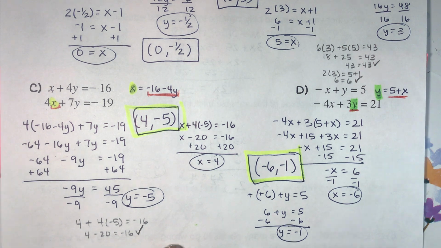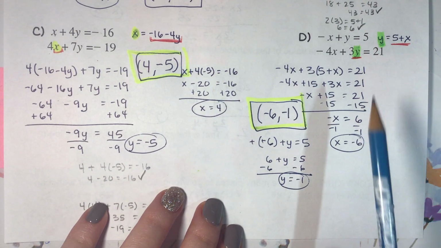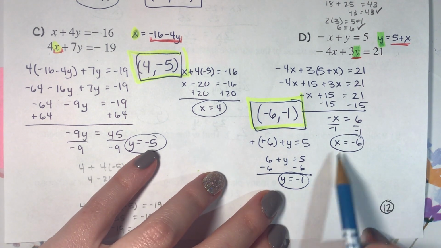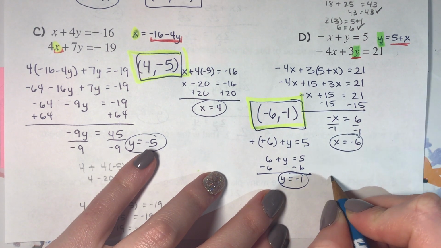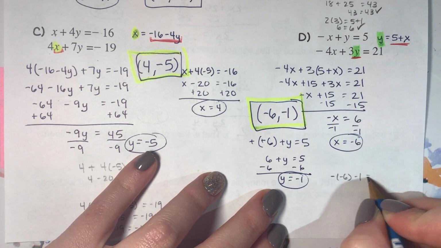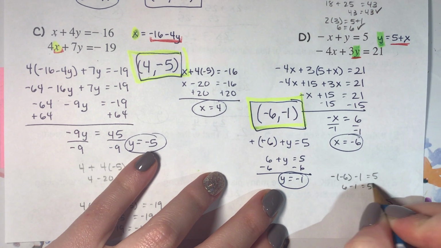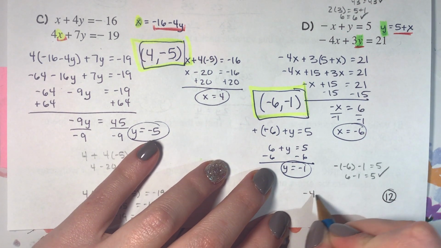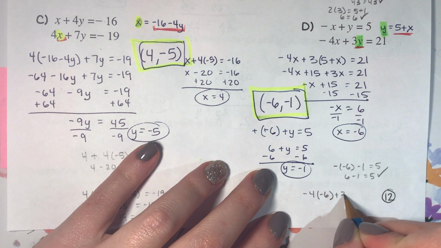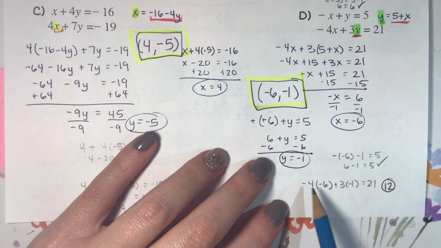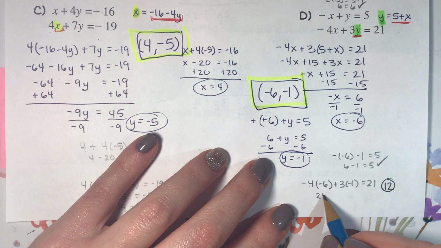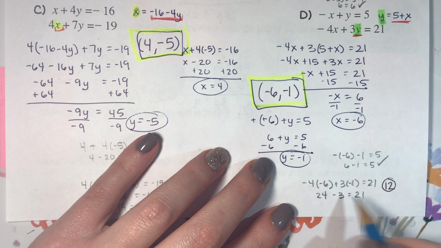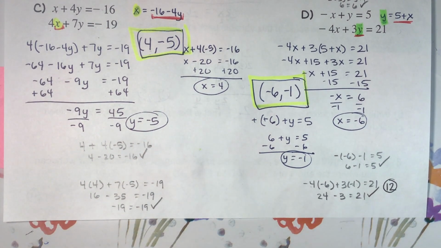Okay. I do want to go ahead and check my answer because once again, there were a lot of negatives and there's a lot of easy places to make mistakes. So just substitute your values back in real fast. The negative of negative 6 minus 1 is equal to 5. That is 6 minus 1 equals 5, which is correct. Then in the bottom one, I have negative 4 times negative 6 plus 3 times negative 1. Well, negative 4 times negative 6 is positive 24. 3 times negative 1 is minus 3. 24 minus 3 is 21, so that's correct.